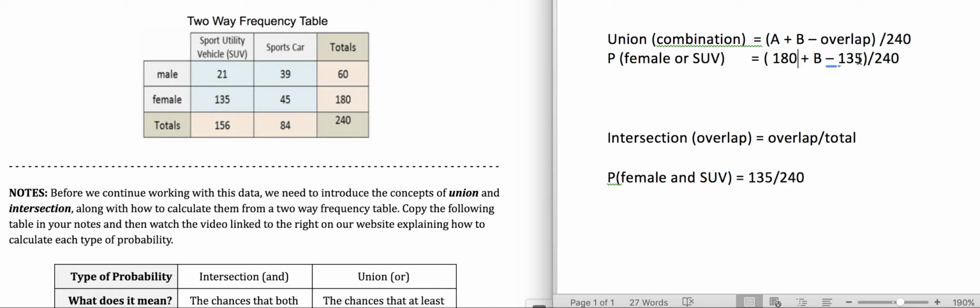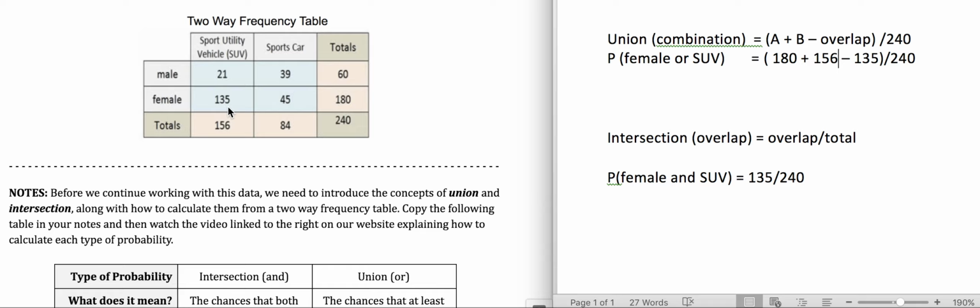B is that they prefer an SUV. So for my SUV, I'm going to scroll down. I have a total of 156 people who preferred an SUV. Now the reason why I'm subtracting the overlap here is because if I come back and look at this, I have the amount of people that identified as female, that's 135 and 45, that gave me a total of 180. Now I have people that preferred SUVs. That is 21 and 135, which comes to a total of 156.